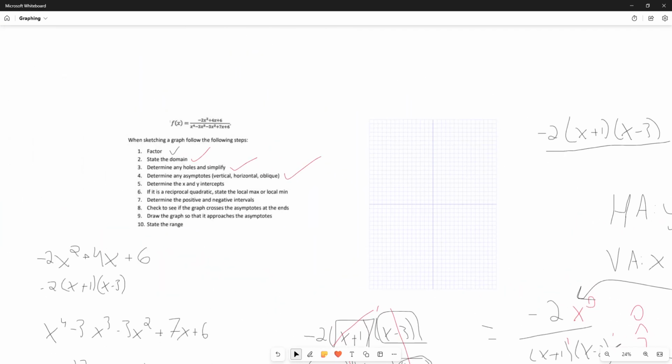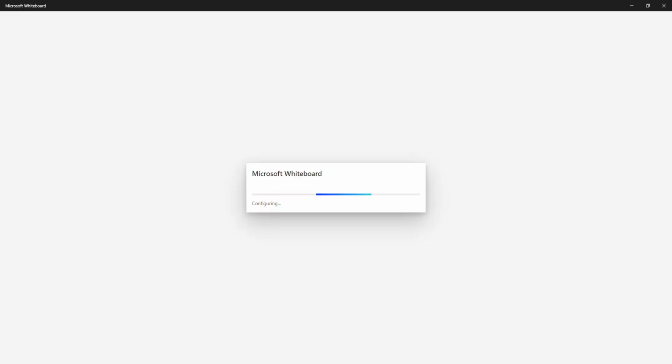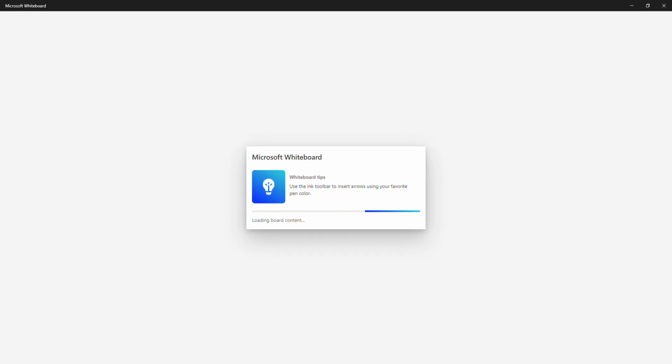Let's go back to our chart. We can check that off. So a reciprocal quadratic. Whenever we have a reciprocal quadratic, we have, just give me a moment, I'm sorry.